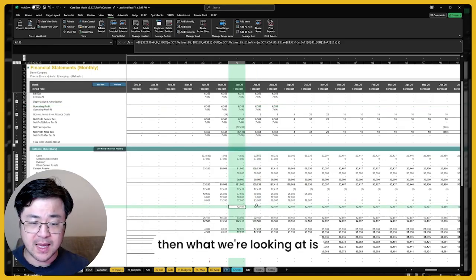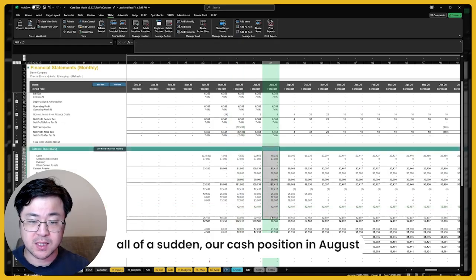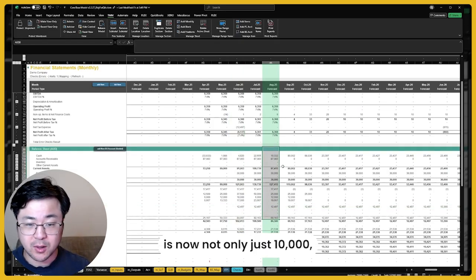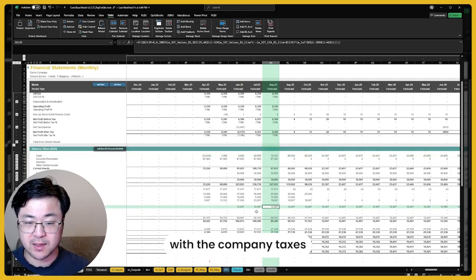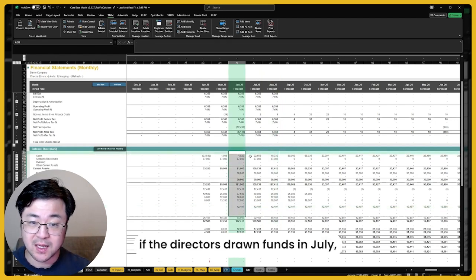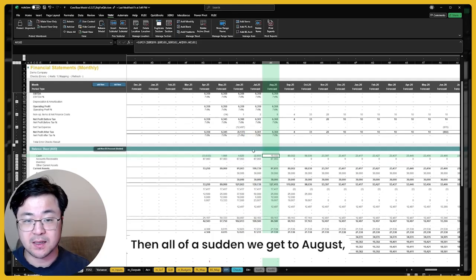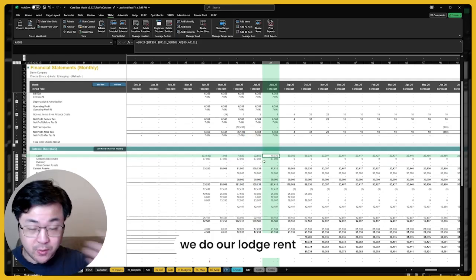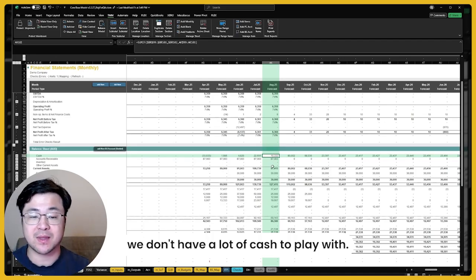Then what we're looking at is all of a sudden our cash position in August is now not only just 10,000, but potentially with the company taxes payable and any drawings, if the director's drawn funds in July thinking, hey, we still have some cash, then all of a sudden we get to August, we do our lodgement, and all of a sudden we realize we don't have a lot of cash to play with.